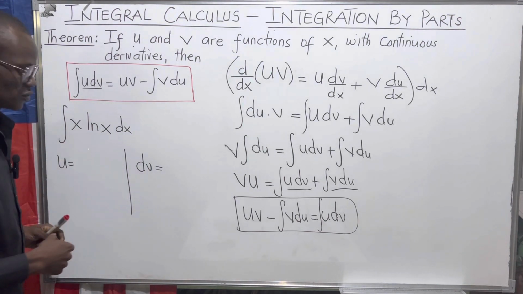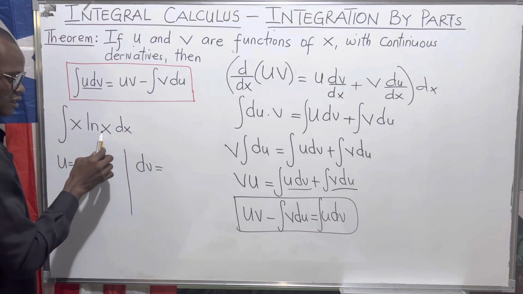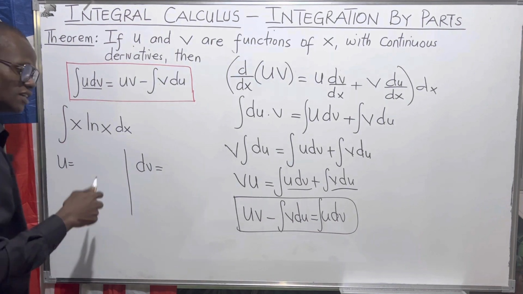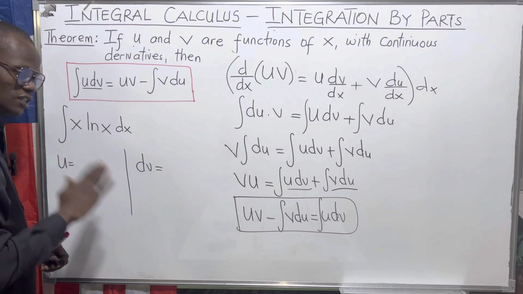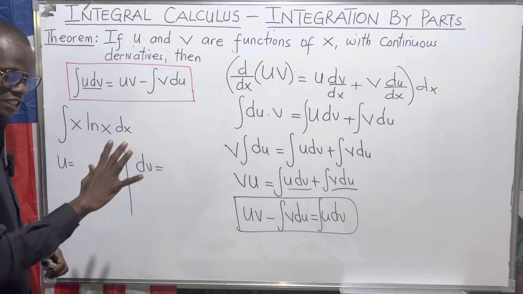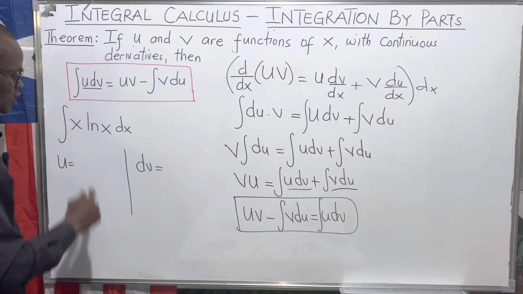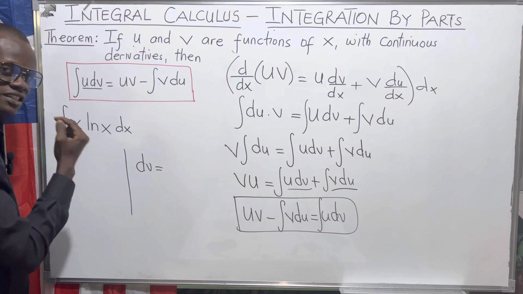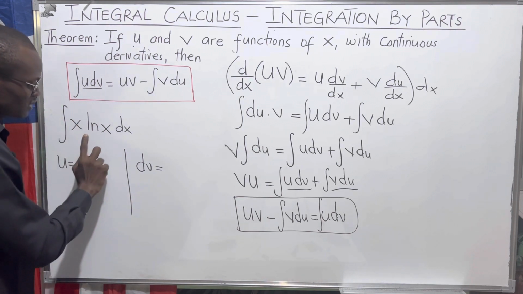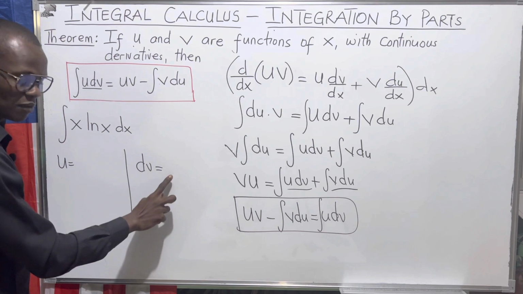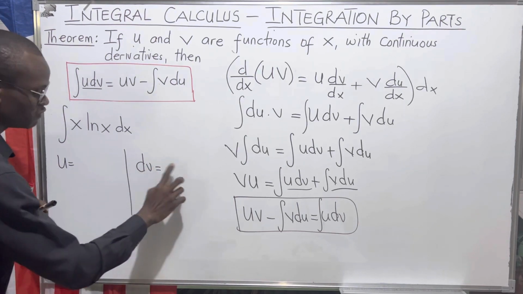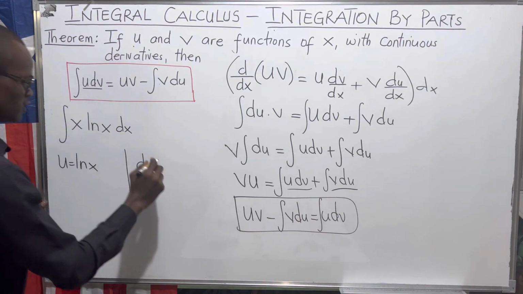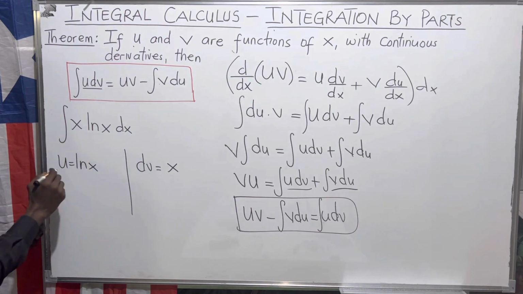Now let's look at the two functions, x and ln x. Can we differentiate x and ln x easily? Yes, we can. Now let's come to the integral portion. Can we integrate x easily? Yes. Can we integrate ln x easily? No. Because integrating ln x is a problem, we avoid allowing dv to be ln x. So we say u should be ln x, then dv equals x dx. Now we differentiate u and integrate dv.